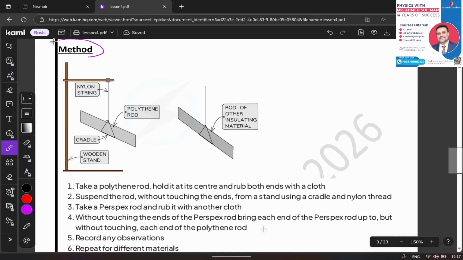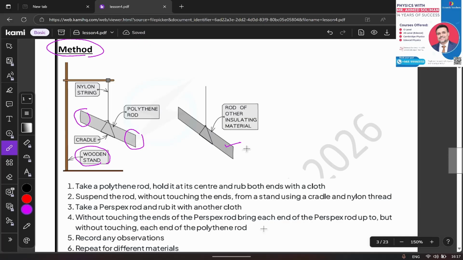As you see in the steps, what we have here is a wooden stand, right, and nylon string, and this is the cradle, and this is the polythene rod. We will rub the polythene rod from both ends. Okay? And as you see, the polythene rod is free to move. After that, I will bring a rod of a different material.